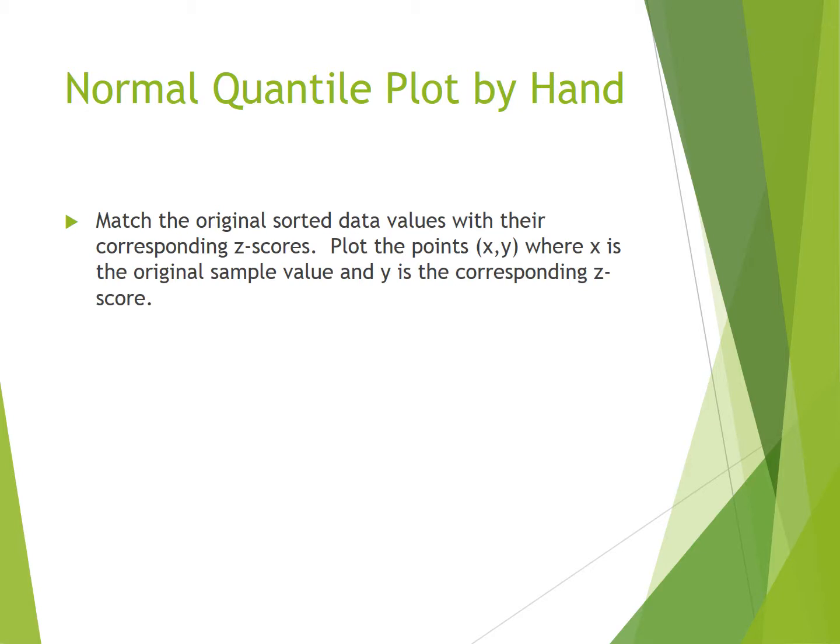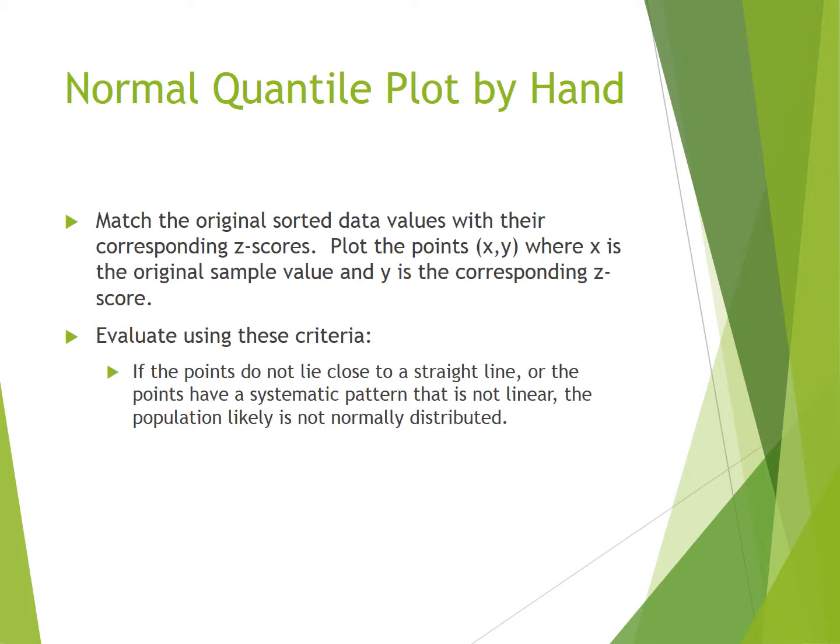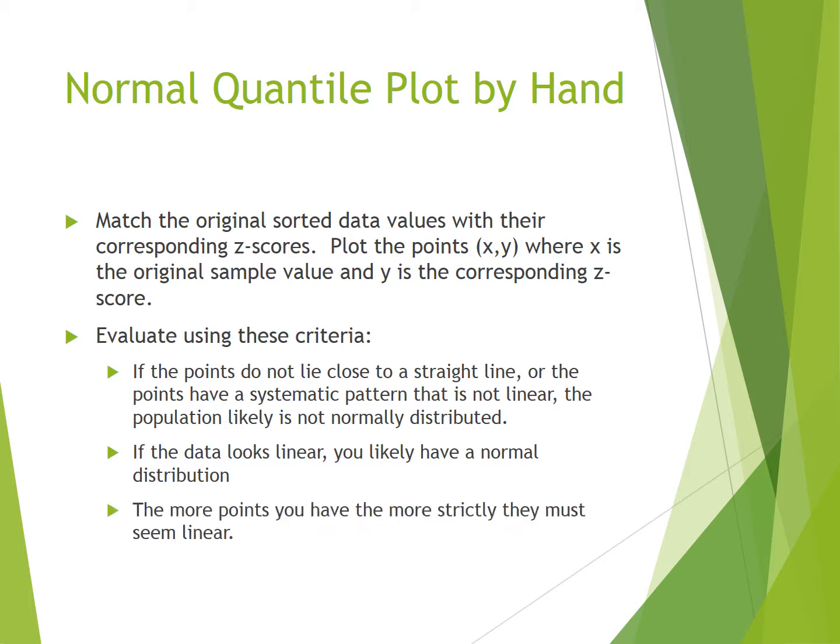and so forth. You match these z-scores with the values, and if you graph these points, if they lie close to a straight line, then it's normal. If they do not lie close to a straight line, they are not normal. If they do look fairly linear, they are normally distributed. Now what Minitab is going to do is do all that for you. It's going to graph it. It's going to show you those dots on a line. And you're going to see, do they look like they're following randomly on either side of the line? Does it have a kind of a linear look to it or not? And the more points you have, the more strictly they must seem linear.